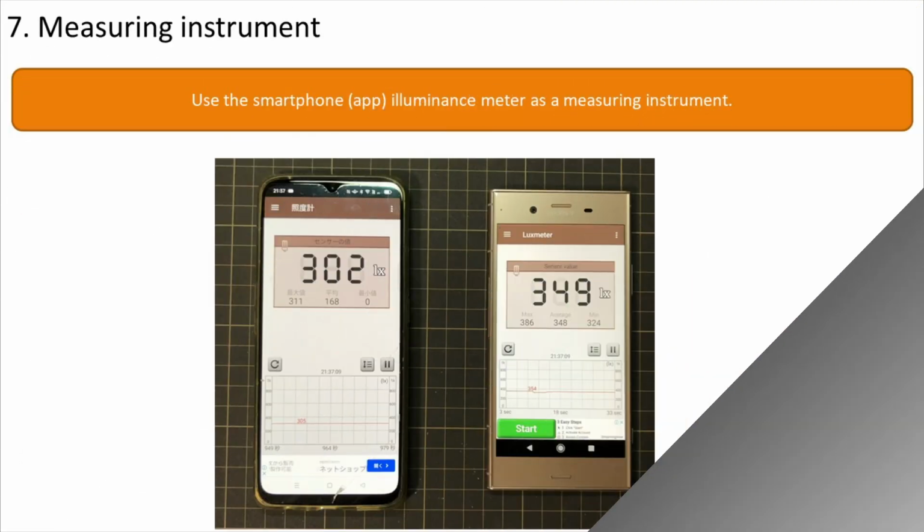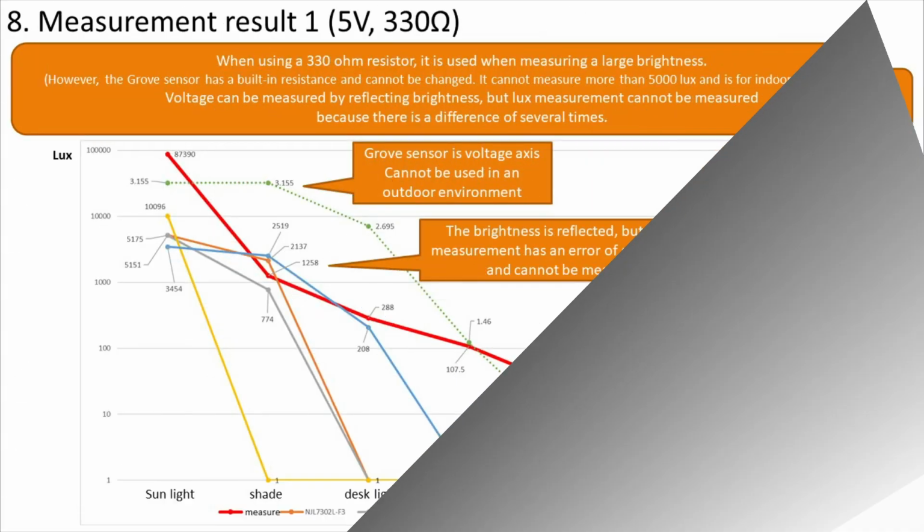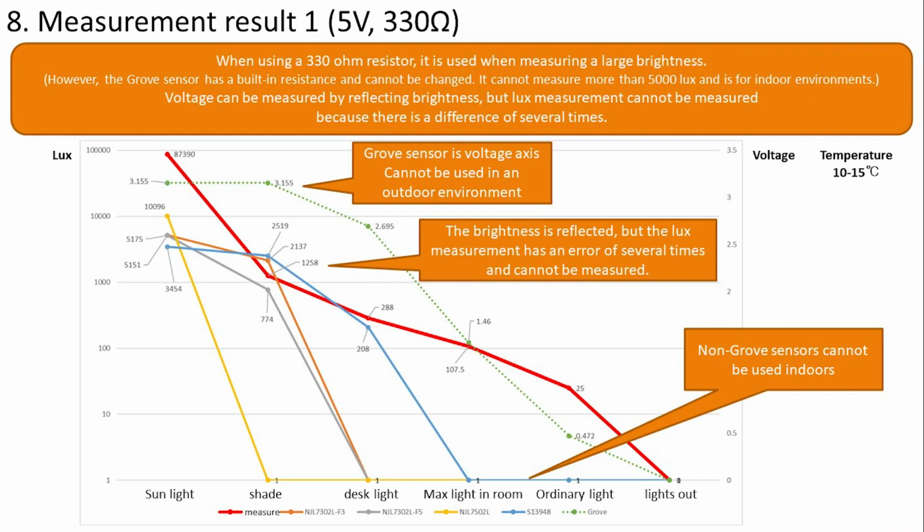Move on. Use a smartphone app as a lux meter. I use 2 smartphones and use the average value as lux. Move on. Here are the measurement results. The growth sensor cannot be converted to lux, so the voltage on the right axis is displayed.